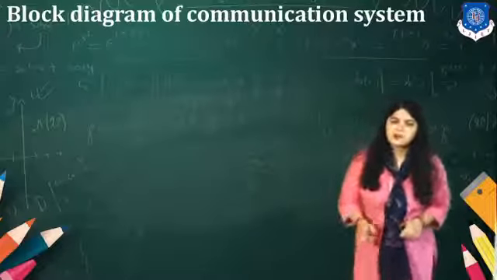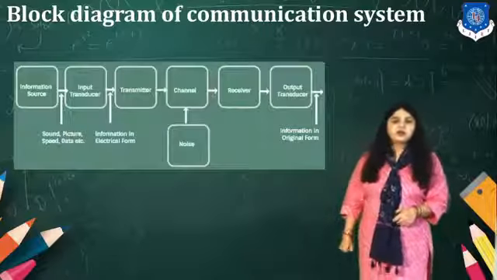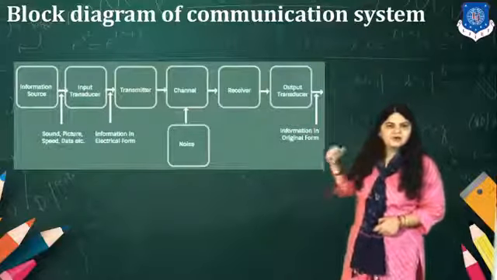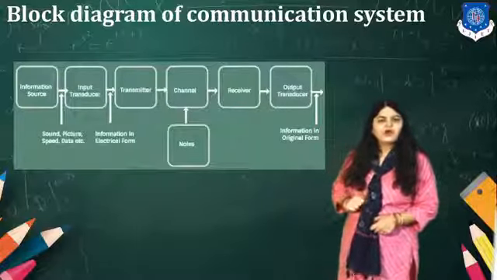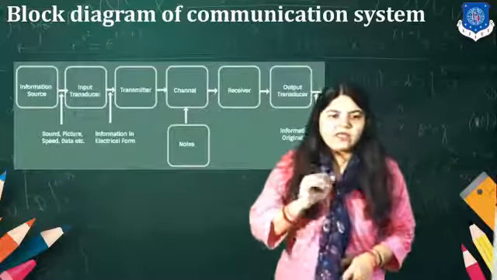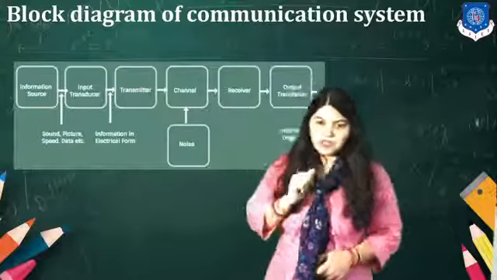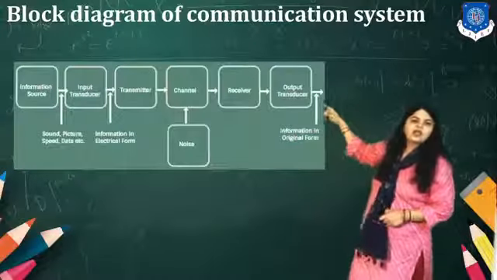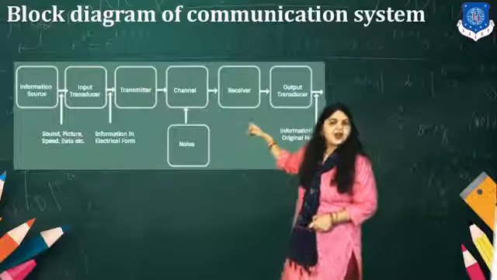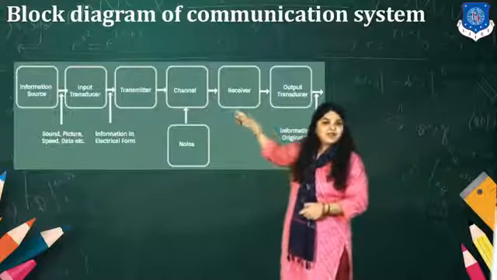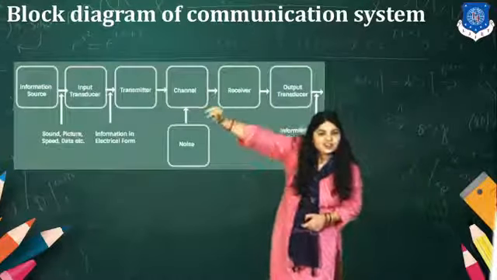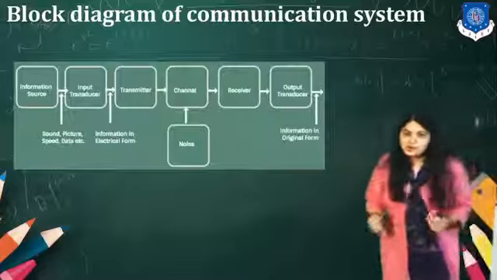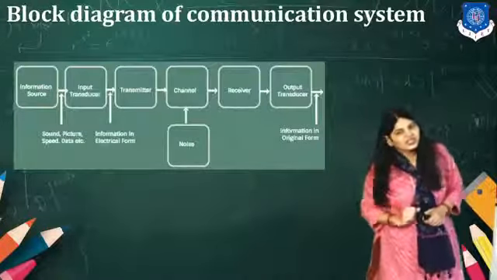Now, technically, the block diagram of the communication system. Here you can see the block diagram of the communication system. Whatever the information signal is, we have it in the information source. The information signal passes through the input transducer, and the input transducer converts the speech signal into the electrical form. It passes from the transmitter through the channel, is received by the receiver, and at the other end the output transducer, the loudspeaker, is there, and we have the original signal back.